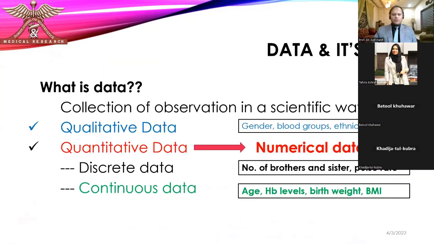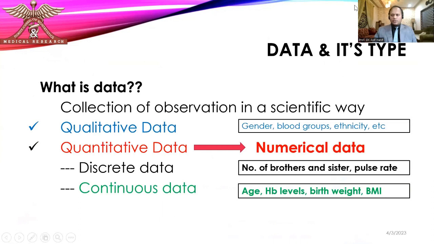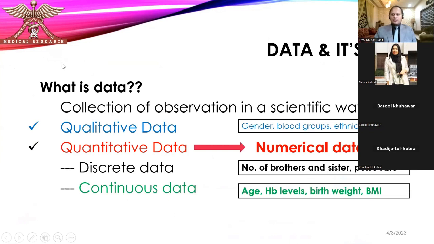First of all, we need to know about the type of data. Before going to SPSS, before going to the major content of SPSS, I want to show you some core concepts related to data entry and data type. There are two types of data: qualitative and quantitative. As you all know, data is a collection of observations in a scientific way that can answer our questions. The observations can be of qualitative and quantitative type. If they are qualitative and quantitative type, we have to enter them separately in SPSS. We have to deal with them separately in SPSS.